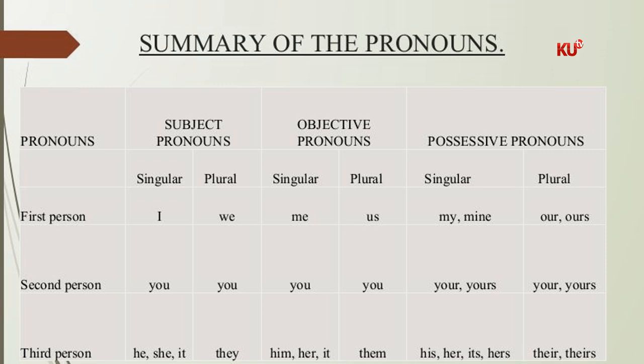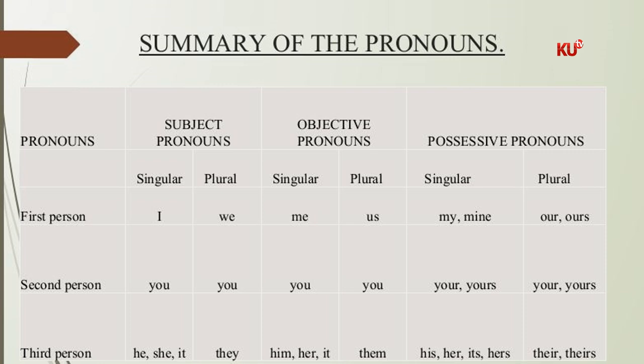The last column, which talks about possessive pronouns, we have first person singular, we have my. Remember I said my felt pen, and I said this felt pen is mine. So we have my and mine. Under plural column, we have our and ours. When you come to second person singular under possessive pronouns, we have your and yours. This is your pen. This pen is yours. When you come to plural of second person possessive pronouns, again we have your and yours.